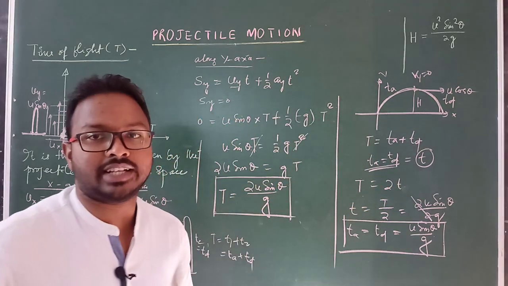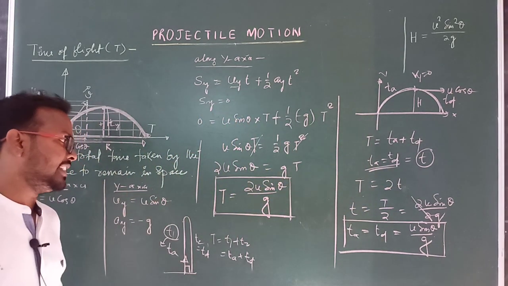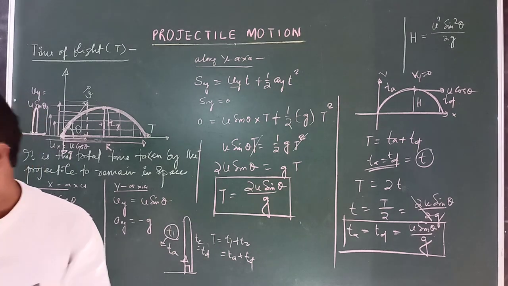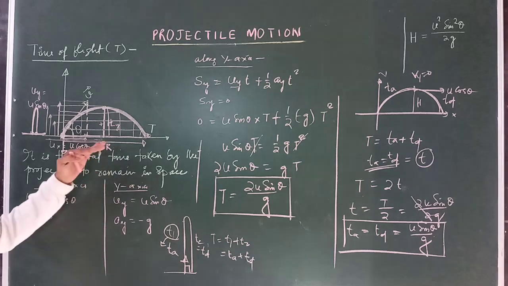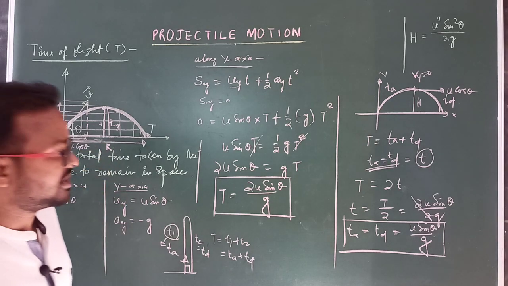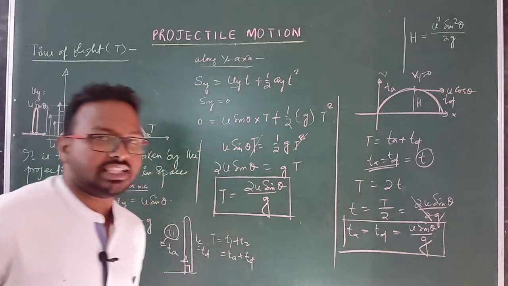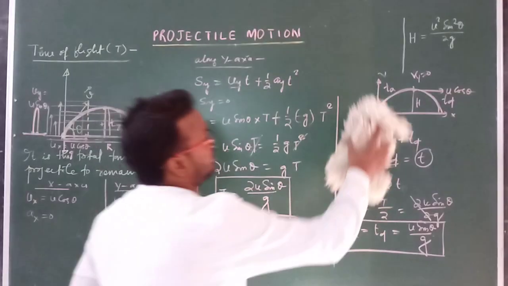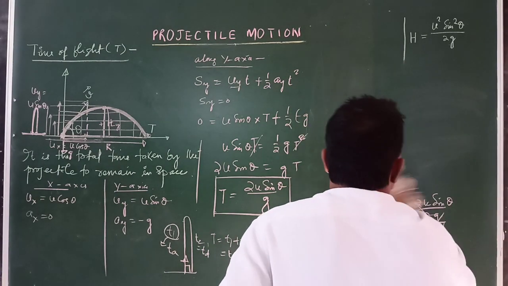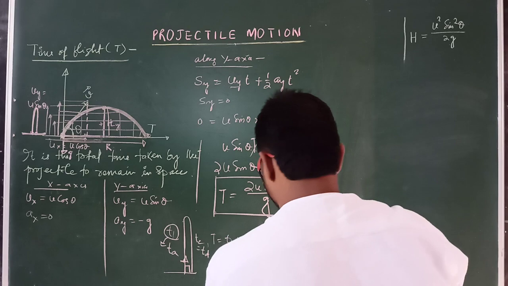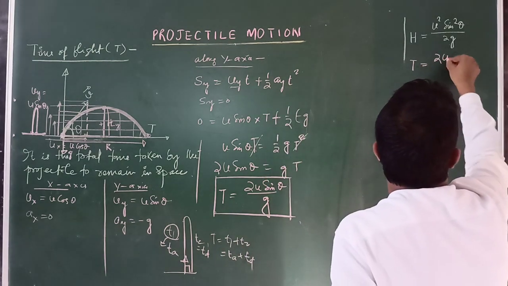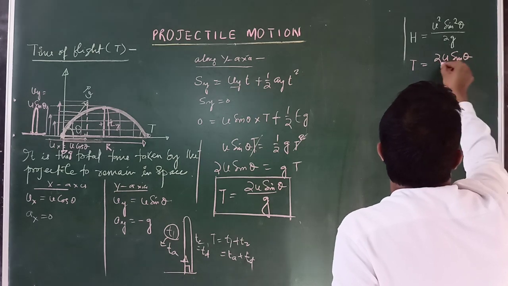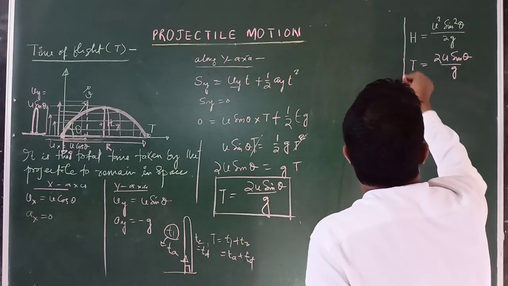What is the expression for time of flight, and how can we find the expression for time of flight and time of ascent and time of descent? Clear? So this is the mathematical calculation or expression for time of flight when a projectile is projected into space. Clear? So we get two relations: time of flight, total time T equals 2u sin theta by g.